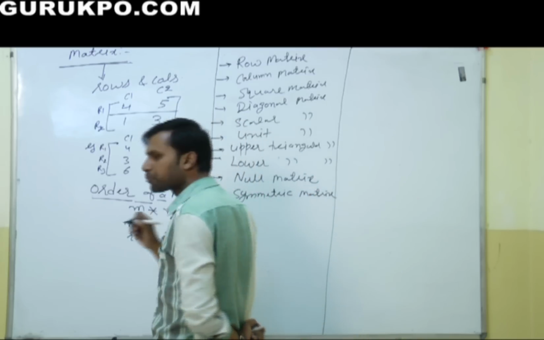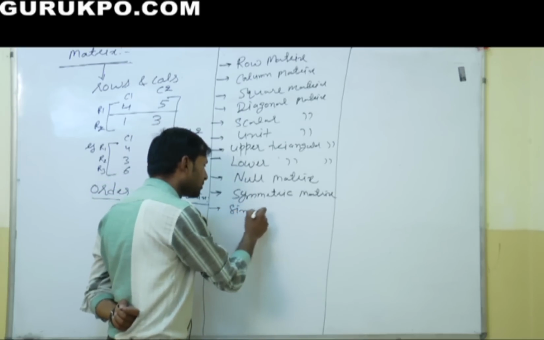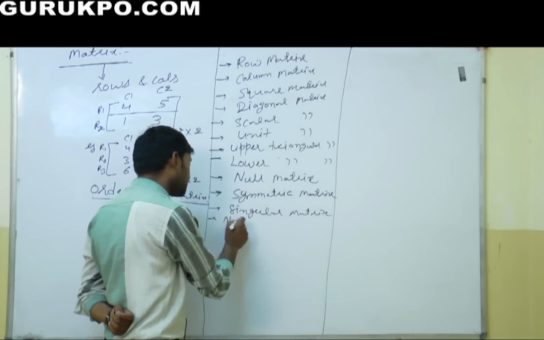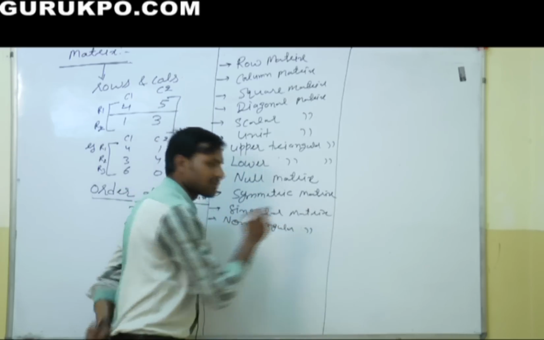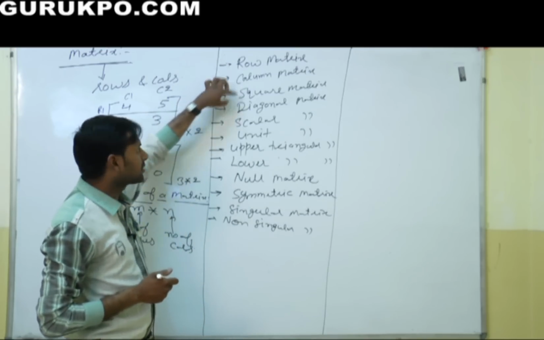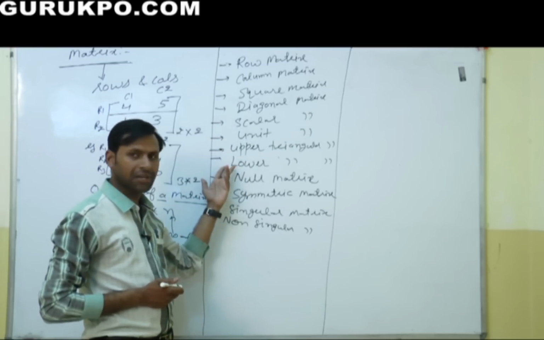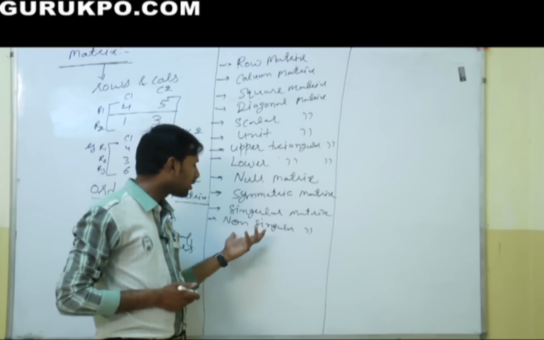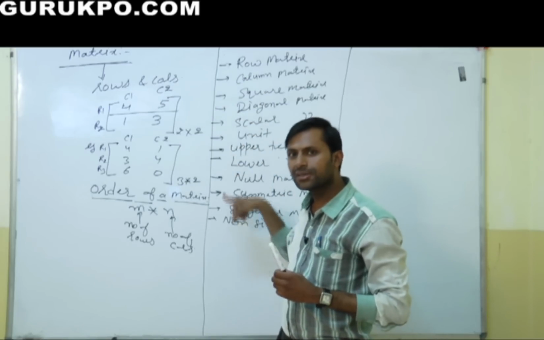And there are 2 special types of matrix also: singular matrix and non-singular matrix. So we have row matrix, column matrix, square matrix, diagonal matrix, scalar matrix, unit matrix, upper triangular matrix, lower triangular matrix, null matrix, symmetric matrix, singular matrix and non-singular matrix. One by one we are discussing all these matrices.